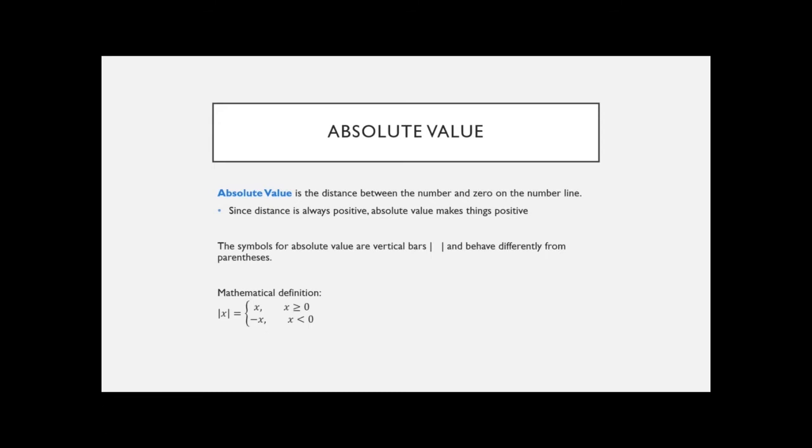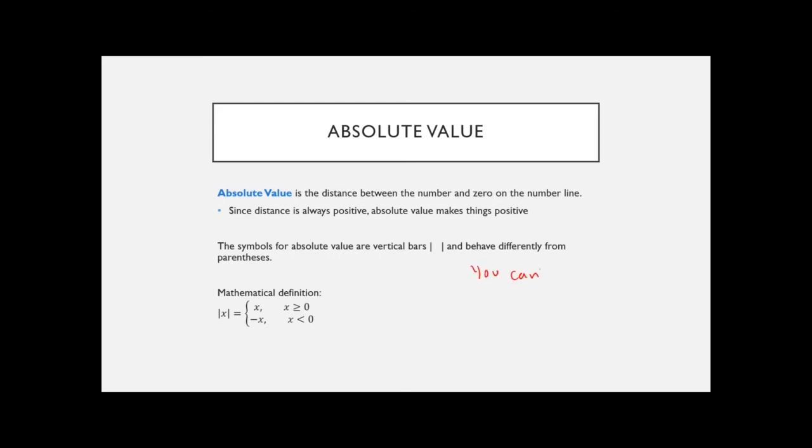And our symbols are vertical bars, so they're just bars straight up and down, and they're not parentheses. So when you're showing your work, when you're doing problems, you want to make sure that your parentheses and your absolute value signs look very different because they're not the same thing. And absolute values behave differently from parentheses. What this means is you can't multiply something outside of the absolute values by something inside. You can't multiply across the absolute values.